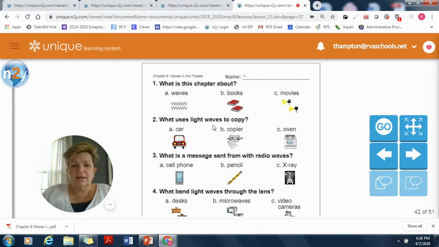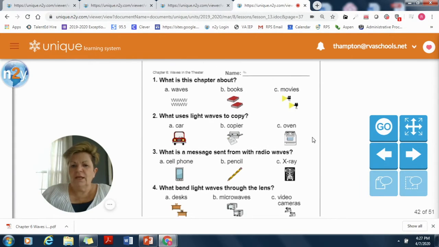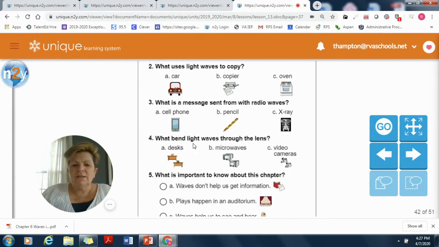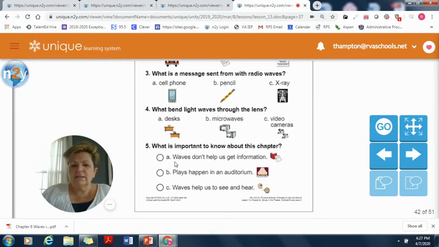What uses light waves to copy? Every once in a while, there is an answer to a question in the question. This might be one of those times. What is a message sent from with radio waves? What bent light waves through the lens? And then again, what we always ask is, what is important to know about this chapter?